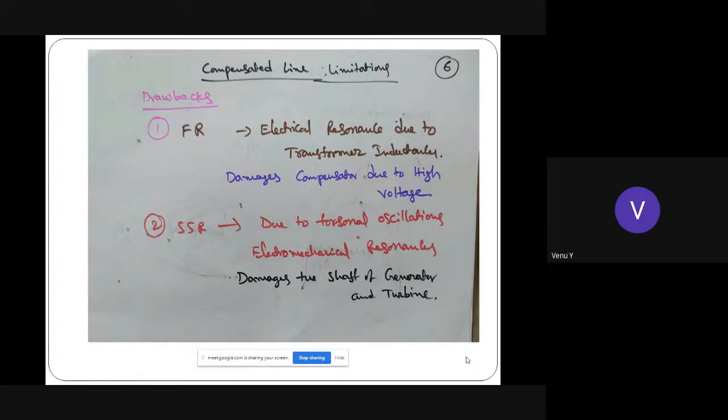Therefore, fixed series compensation has a limitation of up to 40 to 50% compensation only, beyond which the compensator will not work if it is a fixed compensation. So therefore, we'll go for controlled compensation. We'll discuss later.